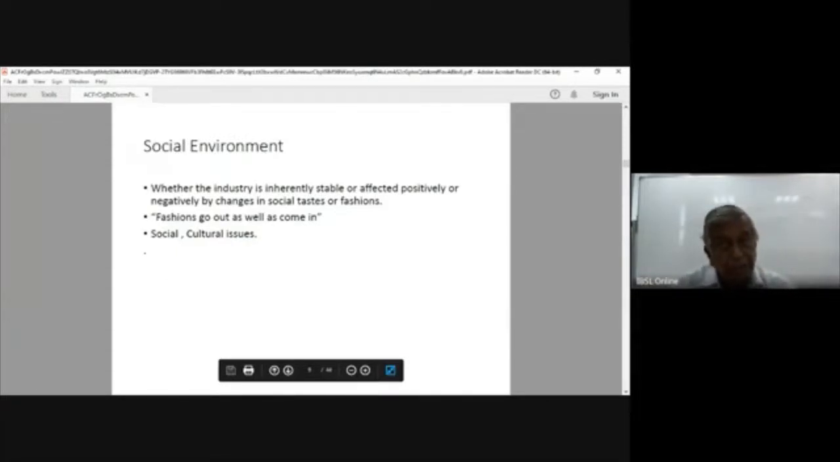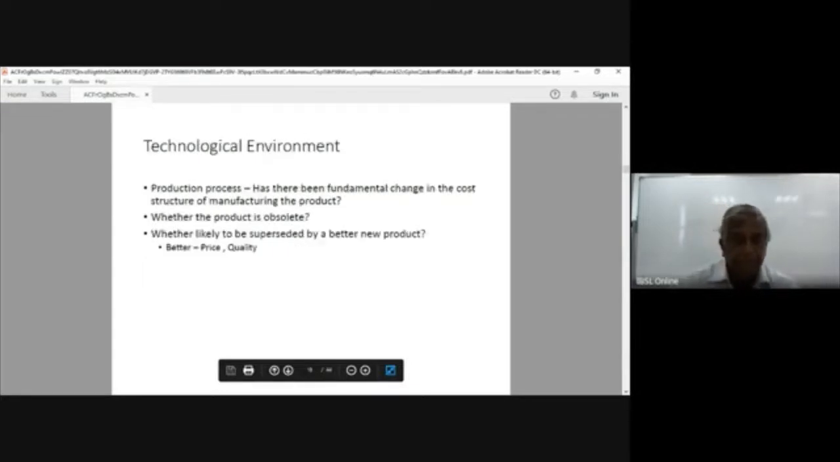So you must analyze well, these are the risks involved: political or regulatory environment, economic environment, social environment. So there's a risk involved, and you have to analyze that. Otherwise, if you neglect it, your customer will be in trouble.